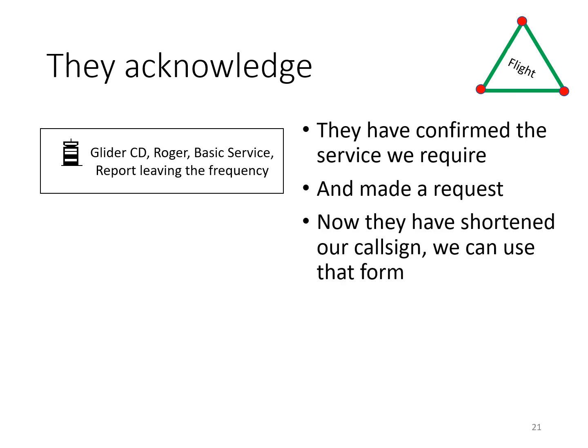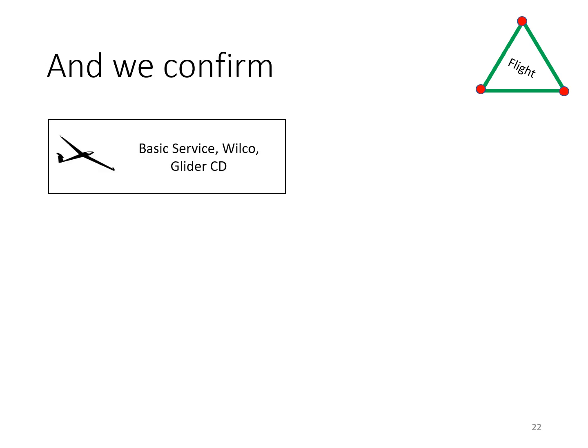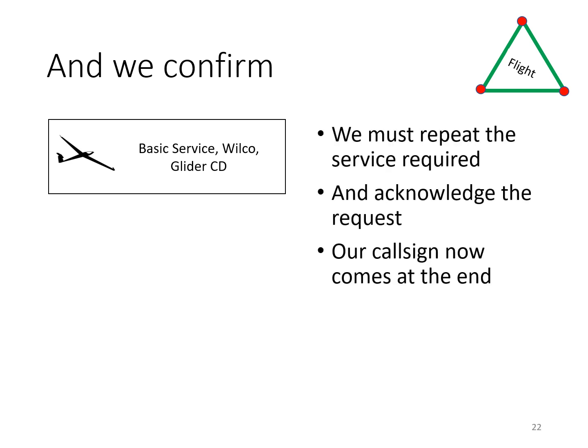They respond, acknowledging what we've told them, confirming the service we've asked for, and make a request of us. Now that they've shortened our call sign, we can then use that form. Basic service, Wilco, Glider Charlie Delta. We confirm what they've told us. We must repeat the service that they have offered us, and we acknowledge their request. Our call sign now comes at the end of the message.